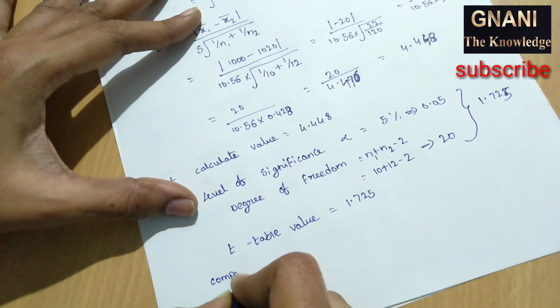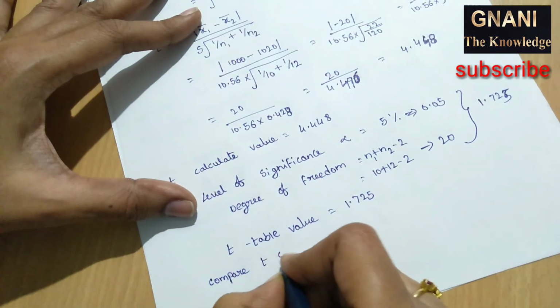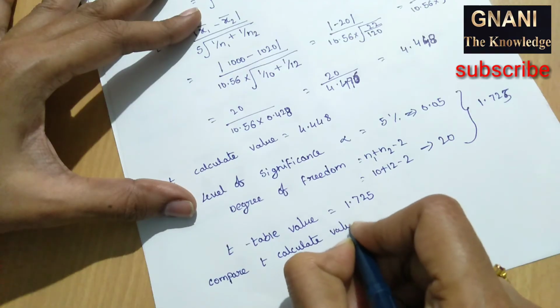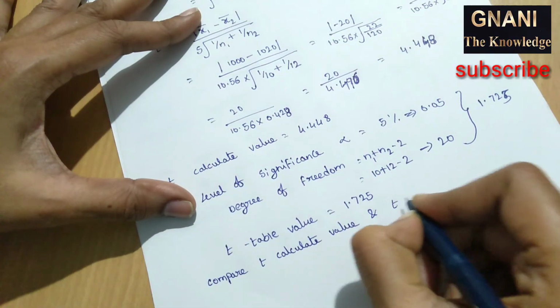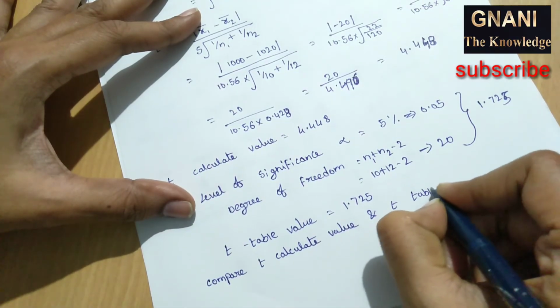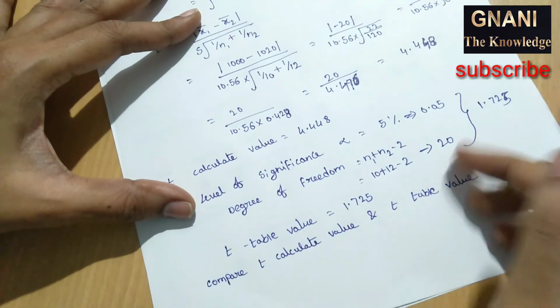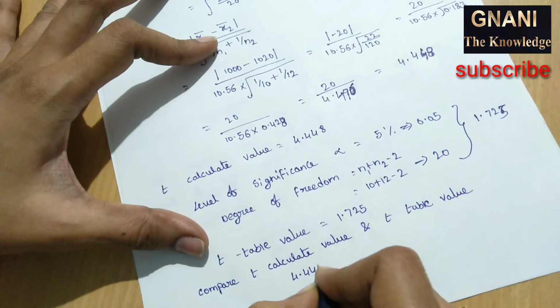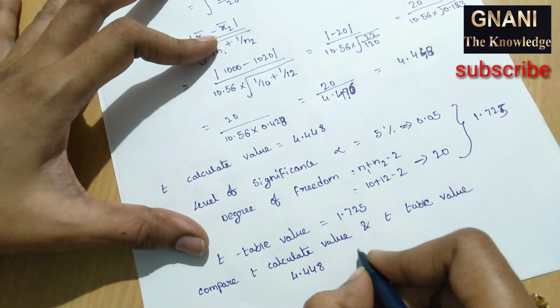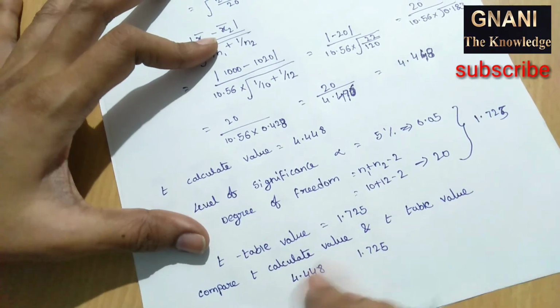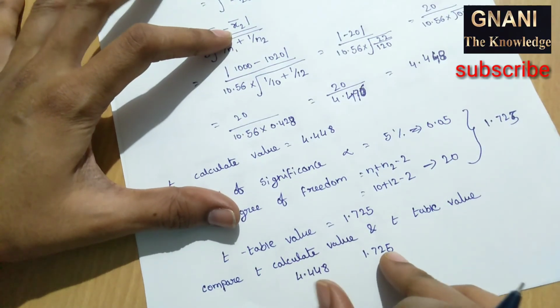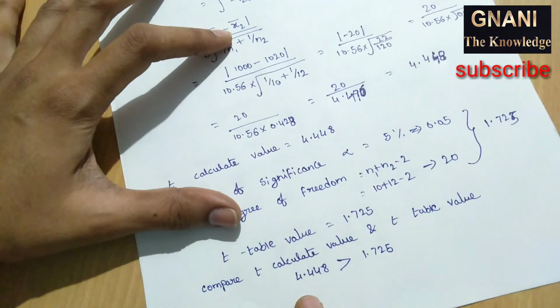Compare the t calculated value and the t table value. The t calculated value equals 4.448 and the t table value equals 1.725. That means the calculated value is greater than the table value. Then we have to write the conclusion.